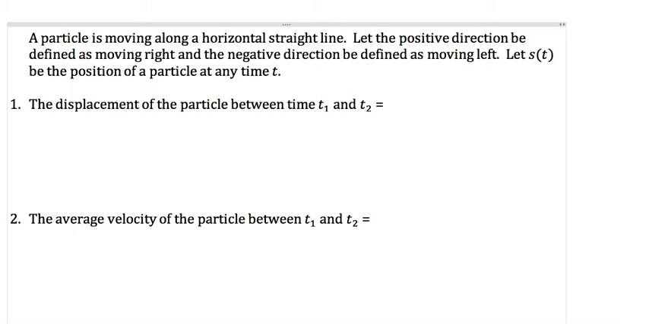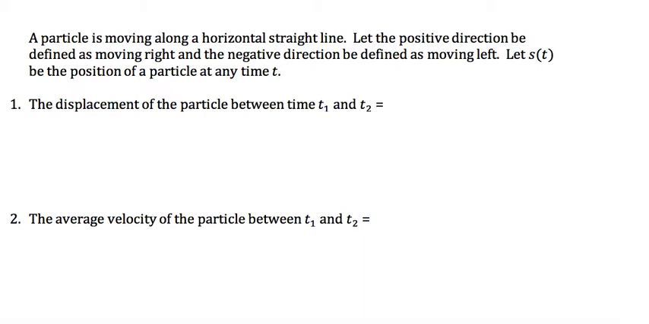In this video we will continue our study of particle motion calculus, and we are going to continue with the vocabulary, except we'll look at a particular case of a function. So a particle is moving along a horizontal straight line. Let the positive direction be defined as moving right and the negative direction be defined as moving left. Let s of t be the position of the particle at any time t.